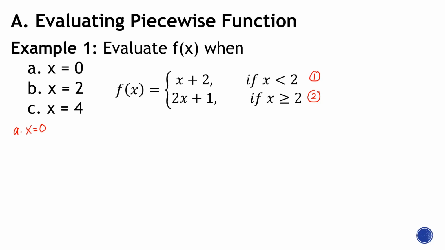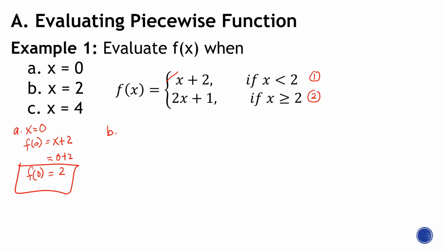To answer that question, we will replace the x's in the domain by the 0. Let's check if 0 is part of the first domain. Is 0 less than positive 2? Yes. That means it's part of the first domain, which means we will be using the first formula, which is x plus 2. So f of 0 equals 0 plus 2, which is equal to positive 2. That is our f of 0.